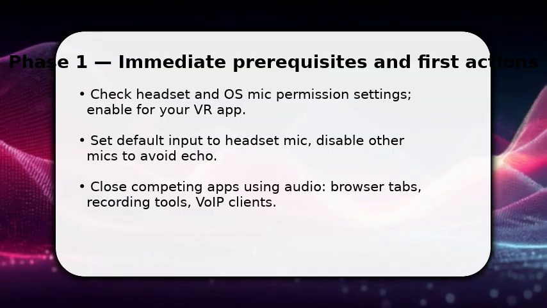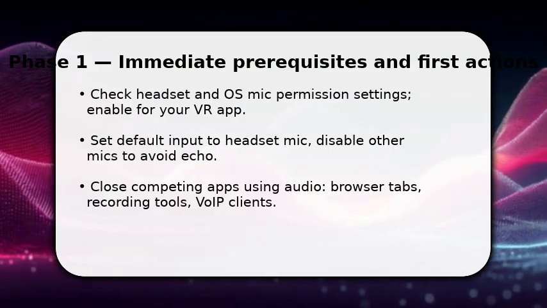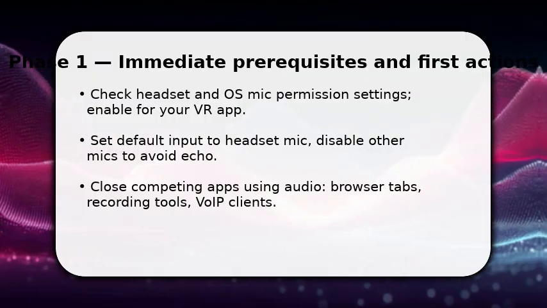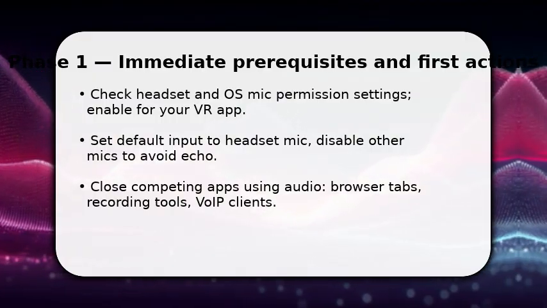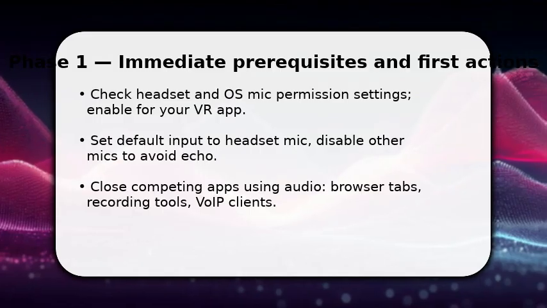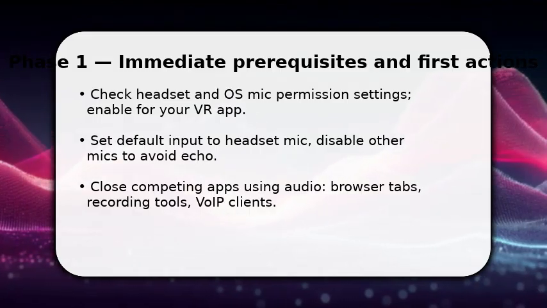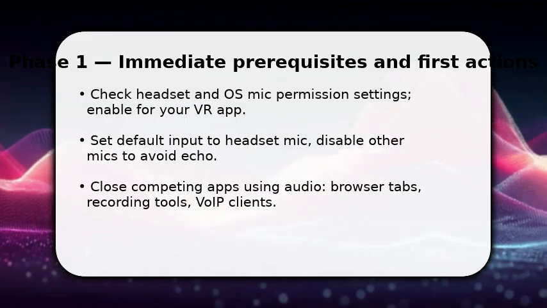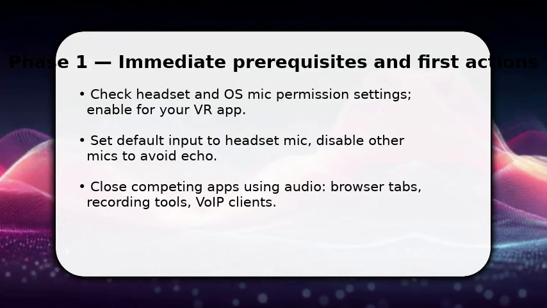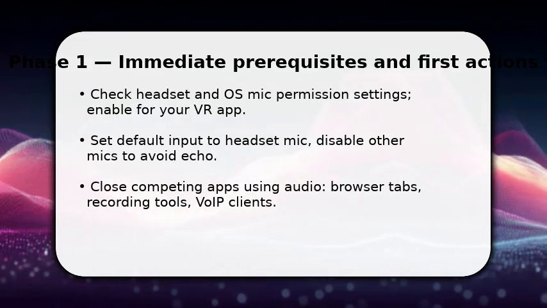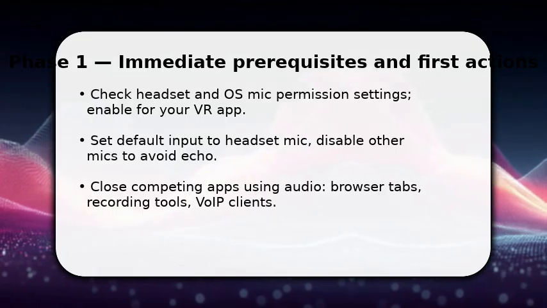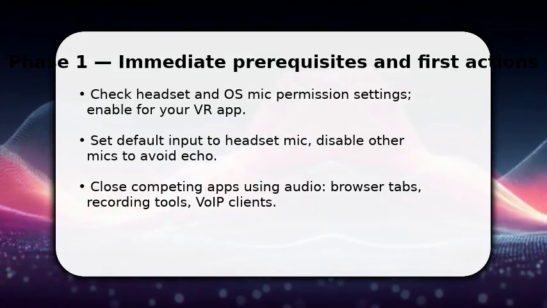You begin by confirming permissions and the active input. Do this now. Open your VR platform settings, grant microphone access, and set the headset mic as default. Once done, make sure no other application is monopolizing audio, close or mute them. This prevents routing conflicts and echo. If the headset has a physical mute switch, verify it isn't engaged. These steps guarantee the system can capture your voice, which is the foundation for everything that follows.